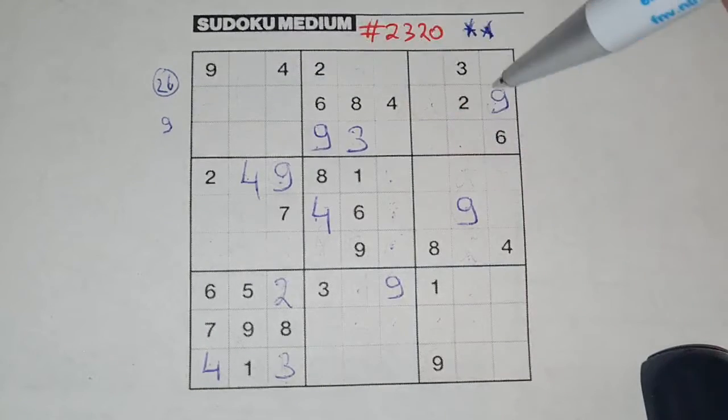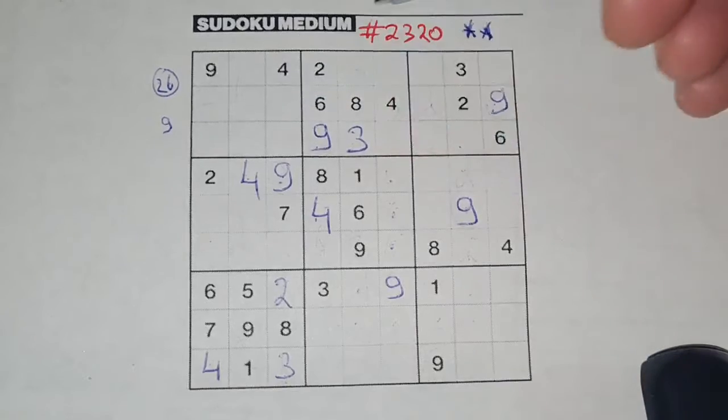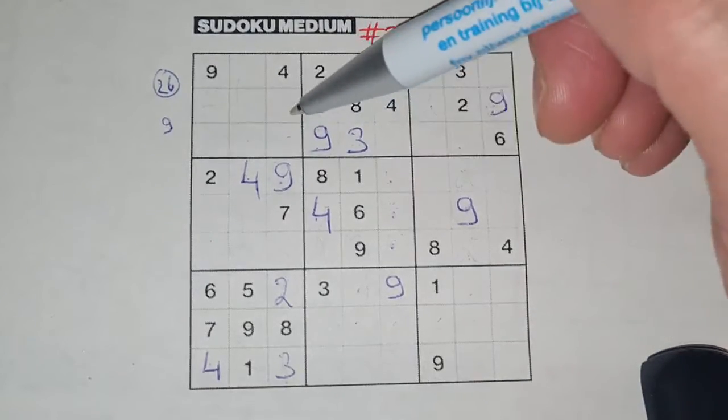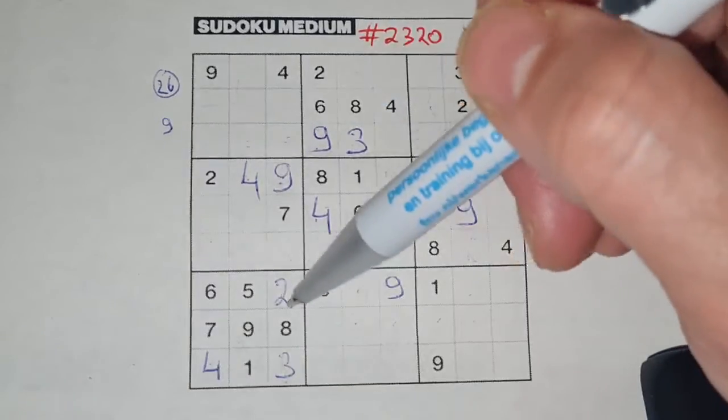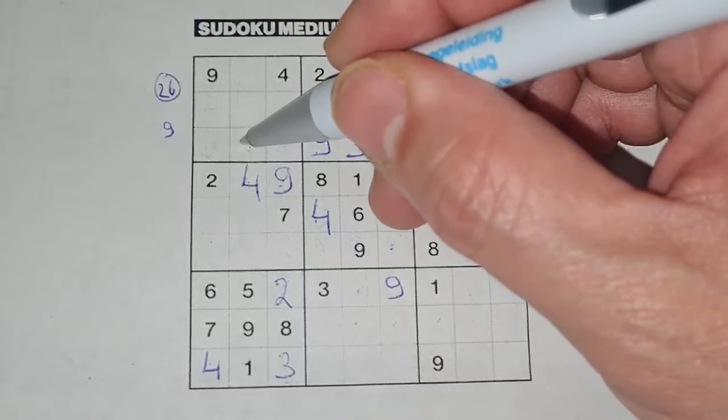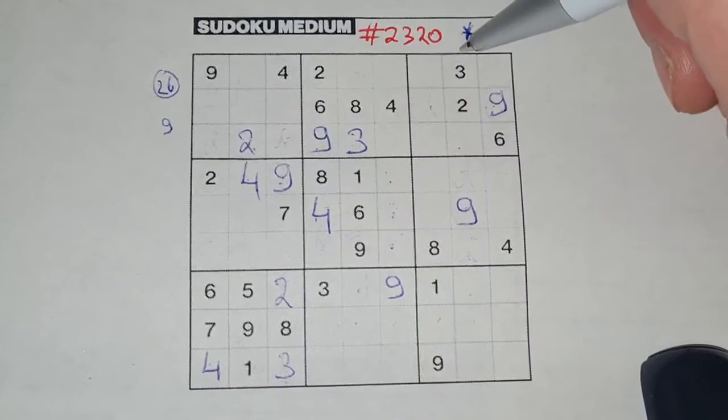2 in this row, 2 in the row below, the second row. So the third row, the only 3 places for the 2 should be here, here, or there. We see there 2, no 2 there, here 2, no 2 there. The only place for the 2 should be there.